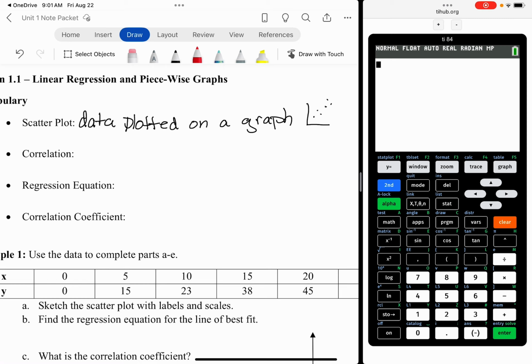Next, we have correlation, and correlation is a relation between two variables. Then we have our regression equation, and our regression equation is going to be an equation that best fits the data.